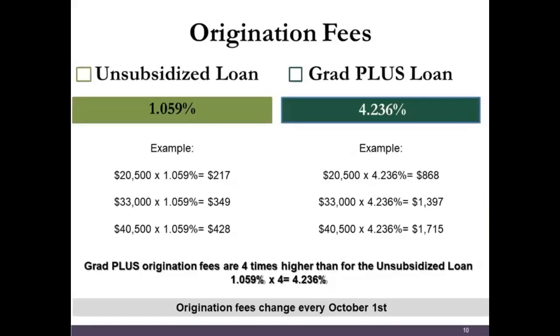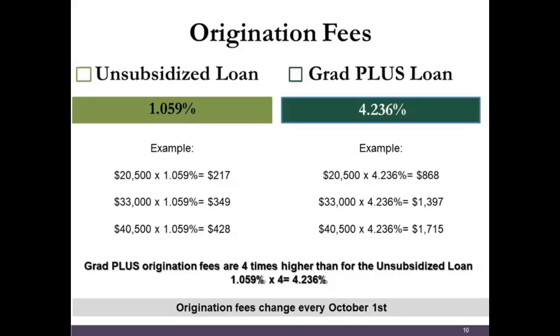And I put some examples here so you can kind of see based off the same amount. So someone that borrows $20,500, when they take the loan fee for that amount, it's only $217 for the unsubsidized loan. However, on the right-hand side, if you take someone who borrows that same amount for the Grad Plus, they actually end up paying $868 in loan fees.